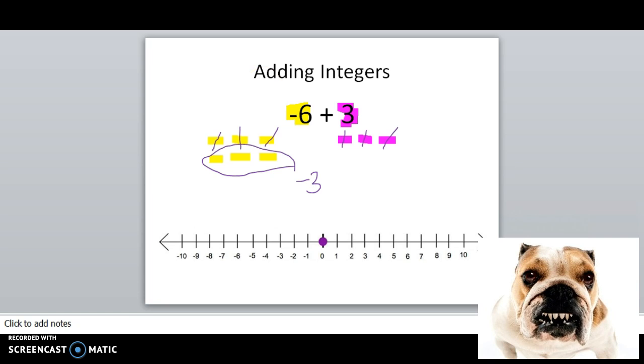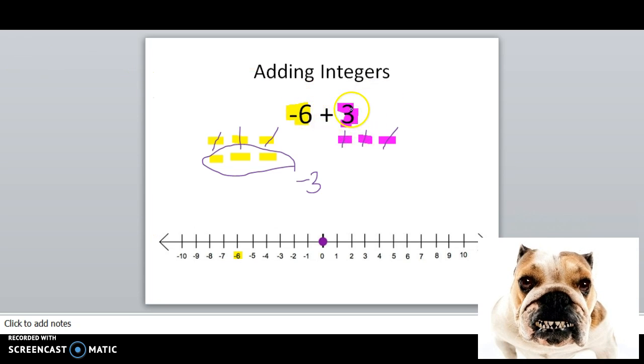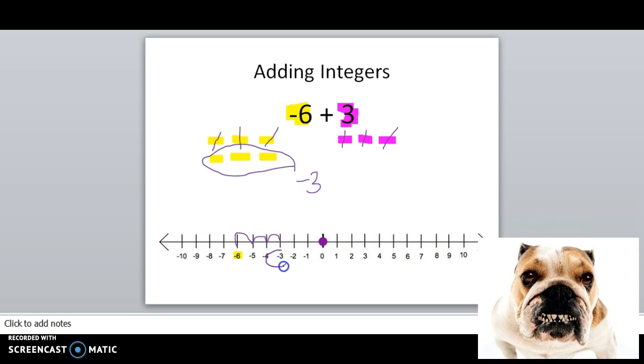If you want to look at a number line, I'm going to start at negative 6, and I'm adding 3. So I'm going in the positive direction. 1, 2, 3. Again, my final answer is negative 3.